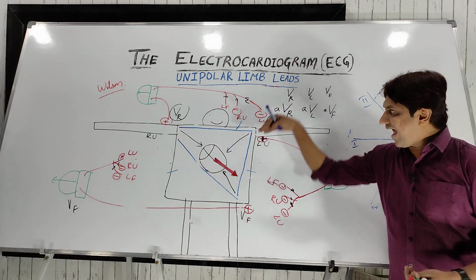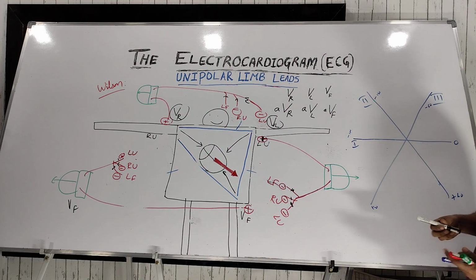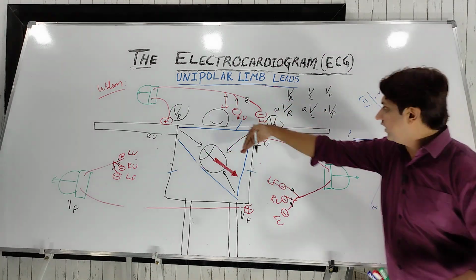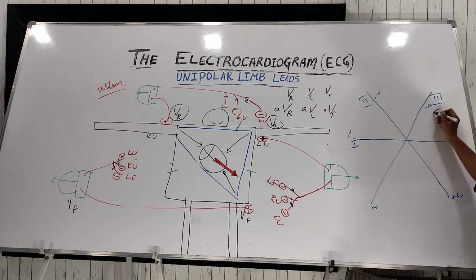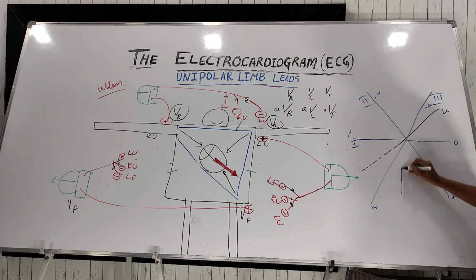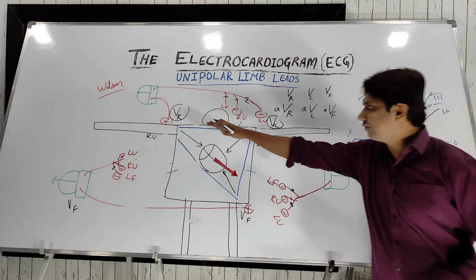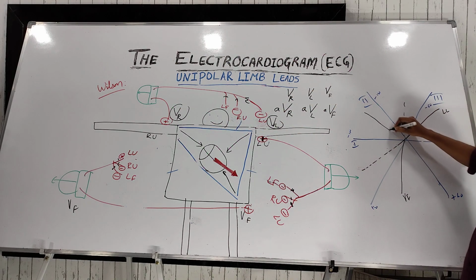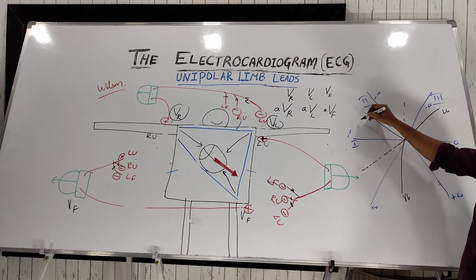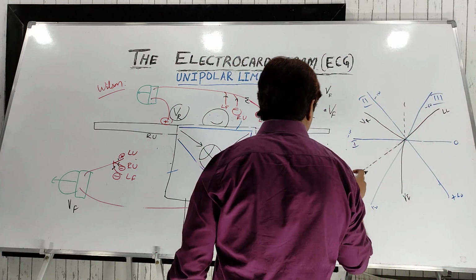If we draw the axis of the unipolar limb leads VL, VR and VF, it will be like this. VL is directly like this, and this will be 0, directly to the point. VF will be exactly 90 degrees. And VR will be around minus 150 degrees here. So this is also known as the triaxial system of the axis of the limb leads.